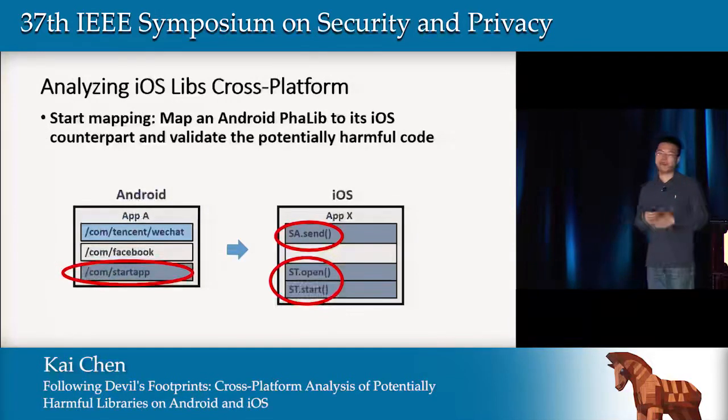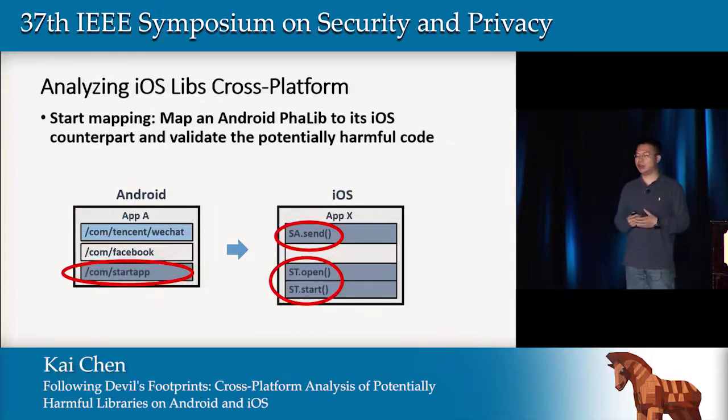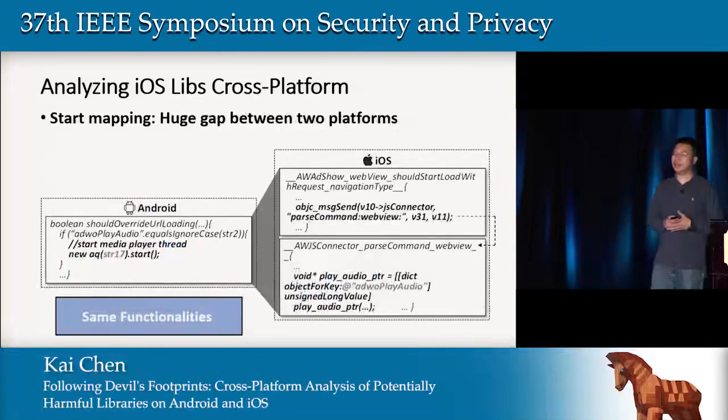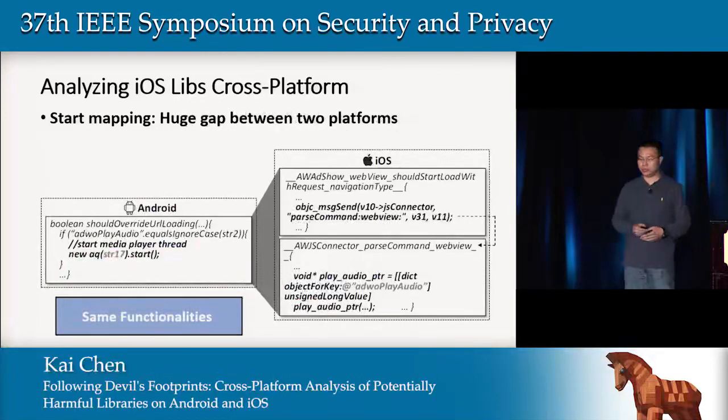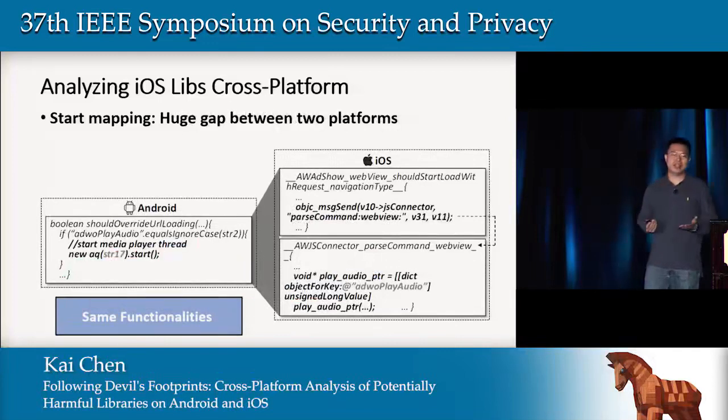So after we get this potentially harmful library, we can do this mapping. We map an Android potentially harmful library to its iOS counterpart and validate the potentially harmful code. However, doing this mapping is not an easy job, because there's a huge gap between the two platforms. Here is an example. The left side is the Android version, and the right side is the iOS version. They achieve the same functionality, playing some media.